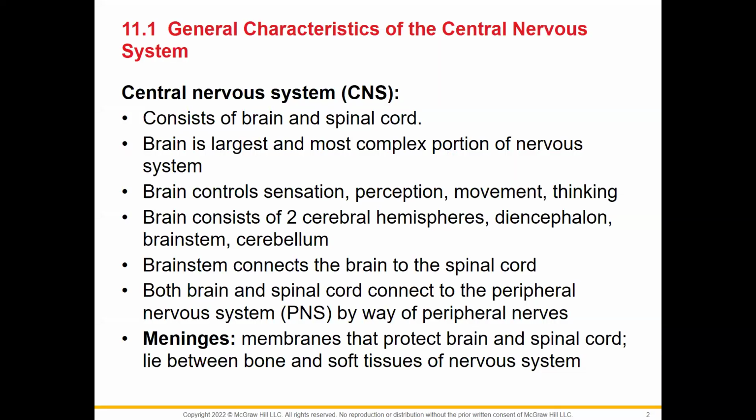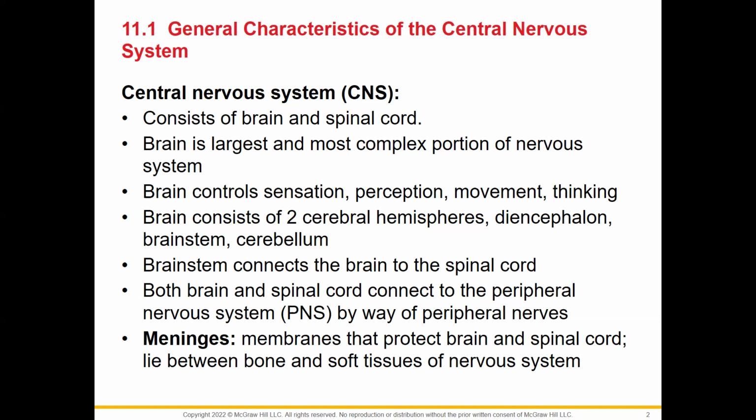General characteristics of the nervous system. When you're talking about the central nervous system, it consists of the brain and the spinal cord. These are two parts of the nervous system that are literally in the center of your body, and they are figuratively where all the information goes or comes from that the nervous system has to transmit from one place to another. The brain is the largest and most complex portion of the nervous system.